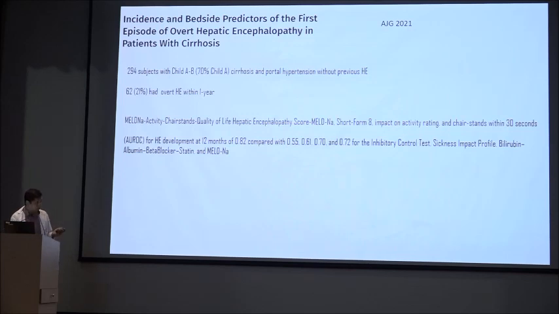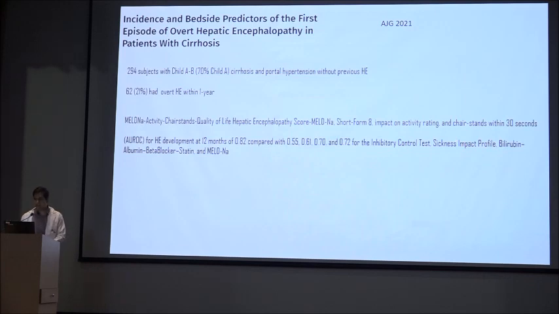This next score was recently done in 2021, where they took 294 patients with Child A and B cirrhosis with portal hypertension without HE, and 62, that is only 21%, had HE over a period of 1 year. What they did was combine these 5 activities: the MELD sodium, the chair stands, the quality of life HE score, the short form, and the impact on activity rating, and chair stands within 30 minutes. So that's why the score has this name. The area under the curve at 12 months was 82% as compared to 55, 61, 70 and 72 for the other scores that I had already mentioned.